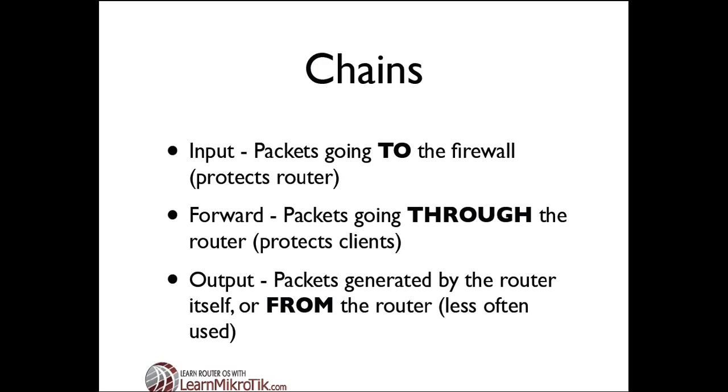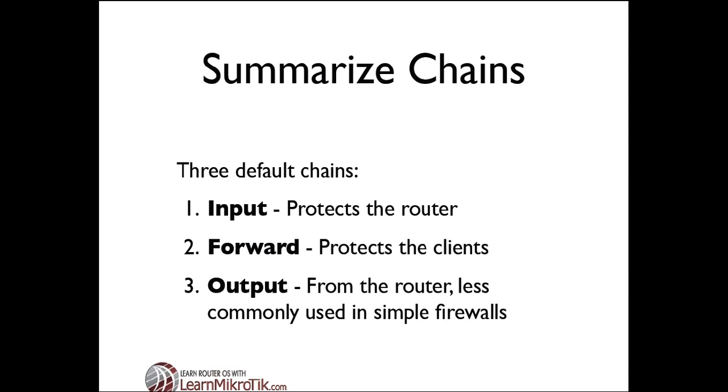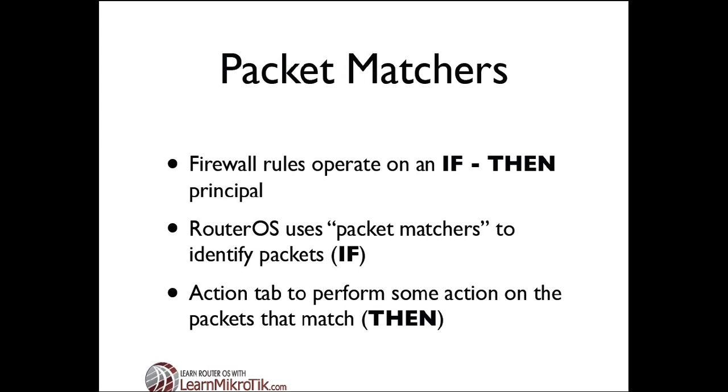So for purposes of today's discussion, the input chain and the forward chain are the ones we're going to talk about. Again, the input chain protects the router, the forward chain protects the clients, and the output chain is only for packets that are departing the router, that are generated by the router.